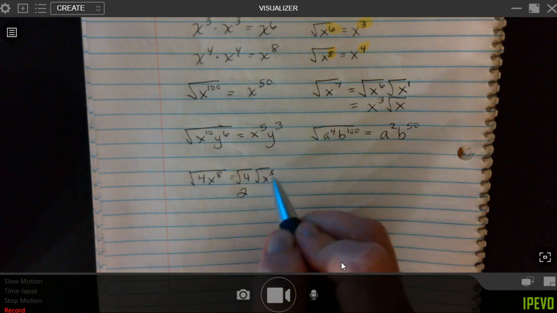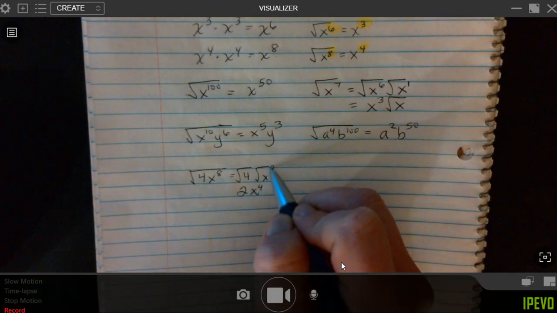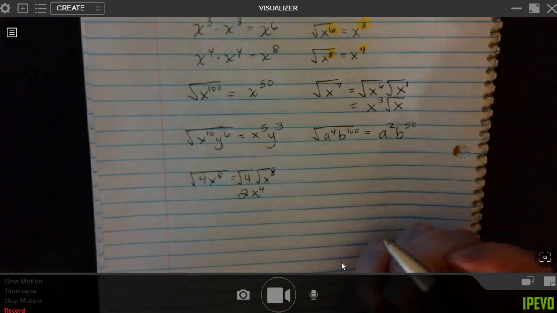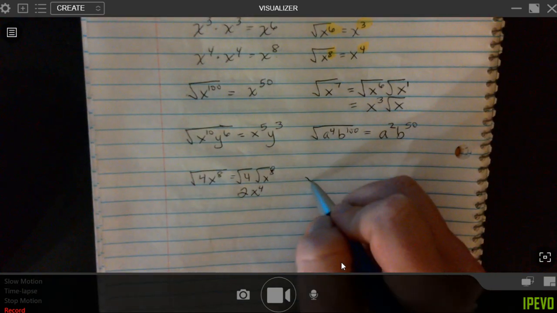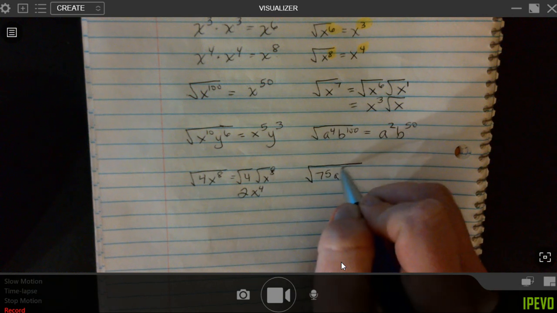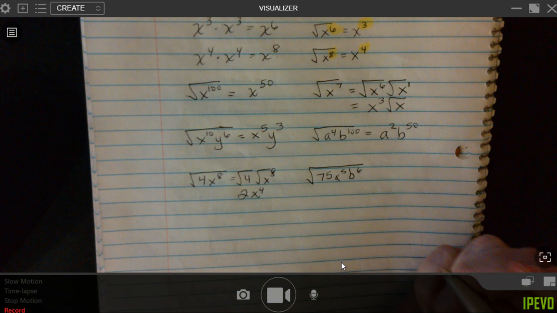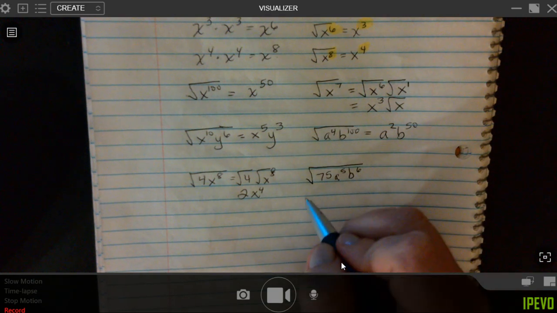What's the square root of x to the 8th? x to the 4th power. Doesn't quite look like an 8. There you are. Well, let's make it more challenging. What about the square root of 75, a to the 5th, b to the 6th? We can get these to be really long. We just treat them the same way. Break them up into pieces.